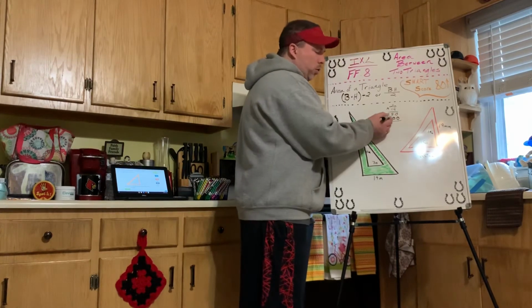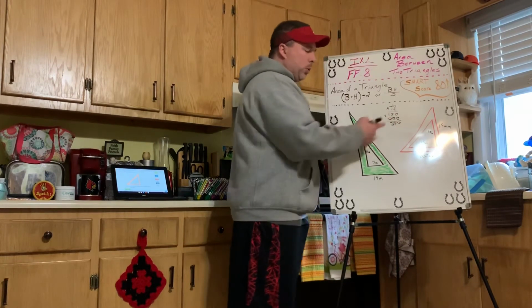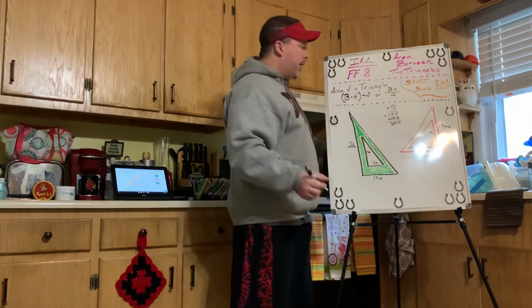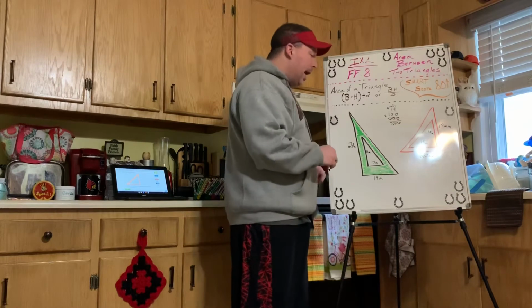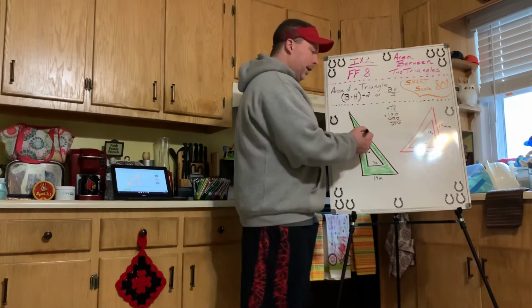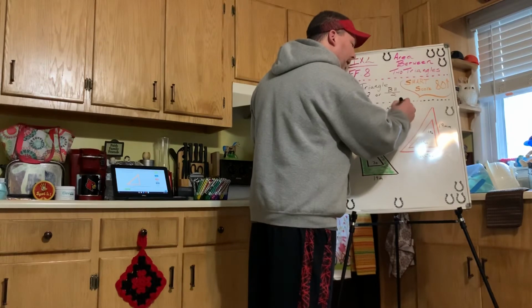And now we add those. 0 plus 0 is 0. 8 plus 0 is 8. 1 plus 2 is 3. So we have 380, but that's just base times height. Now we have to cut that in half. So half of 380. Well, we can take 380, divide that by 2.